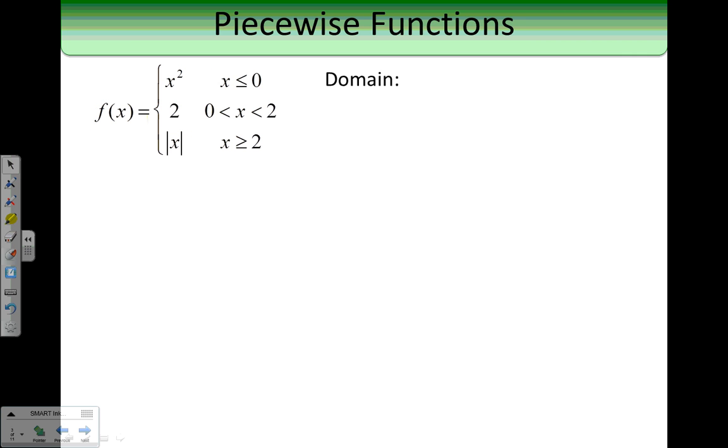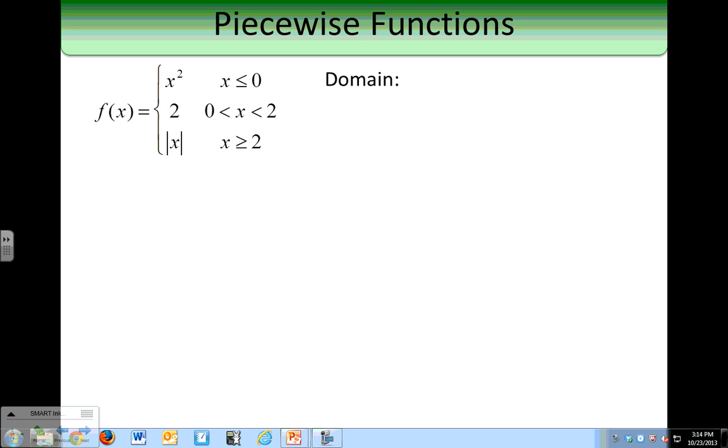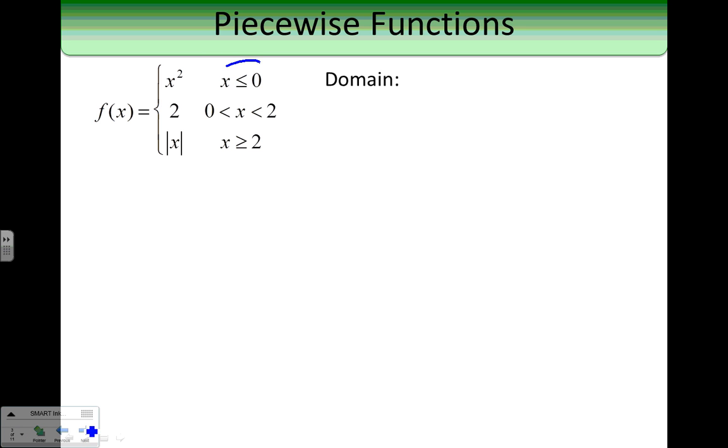When we're looking at this function, the first piece is the x squared, the second piece is the 2, and the third piece is the absolute value of x. The first thing I want you to be able to do is tell me, what is the domain of this function? If I were to graph this, what x values would this span across? When we're looking at the domain, we're looking at the possible x values. That's going to be here. This gives me the restrictions on that function. These are my possible x values for each piece of the function.